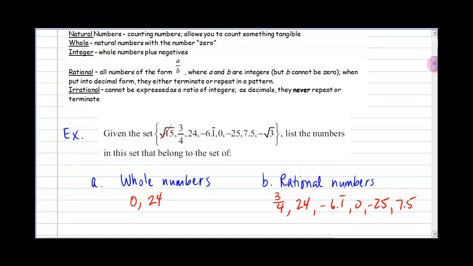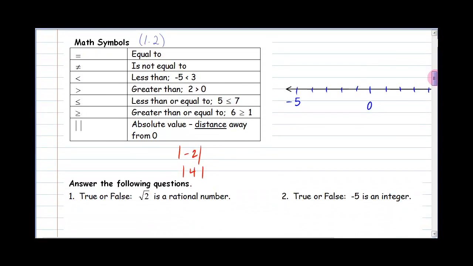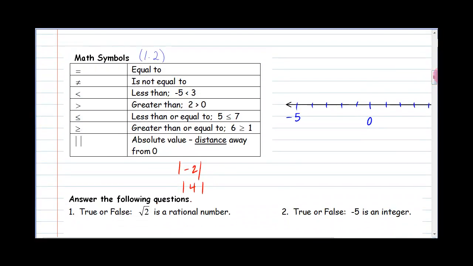Okay, so that's kind of a look at the number system. Now let's quickly look at math symbols. We're familiar with equal. This symbol right here, you may have forgotten, it just means not equal to. We have these two symbols right here, which could be greater than or less than. Here we have less than or equal to, greater than or equal to. That's what those two symbols are.